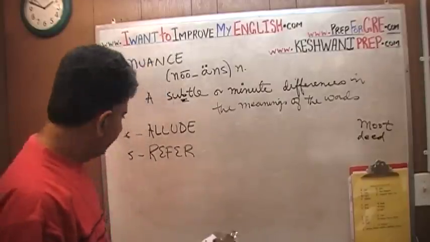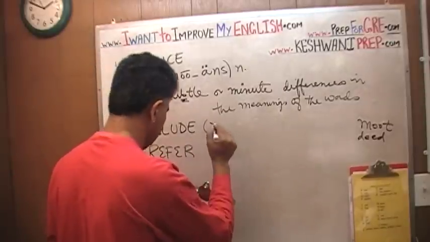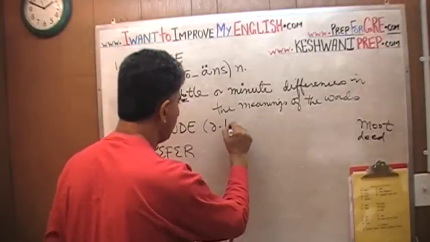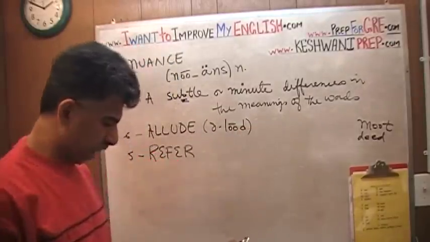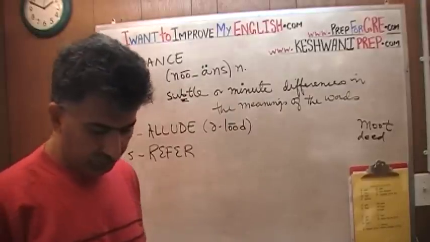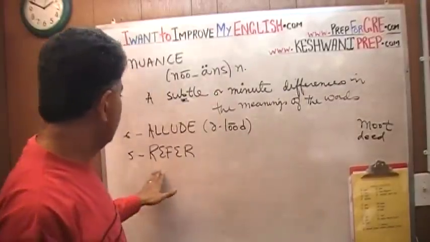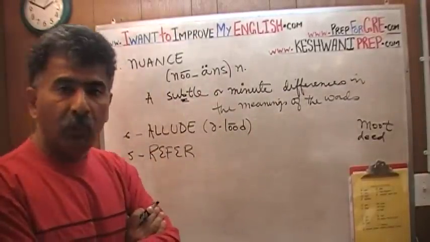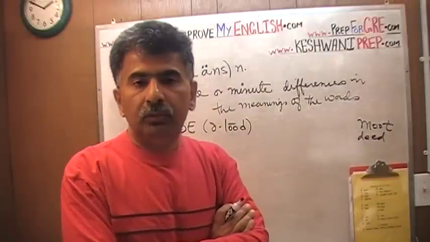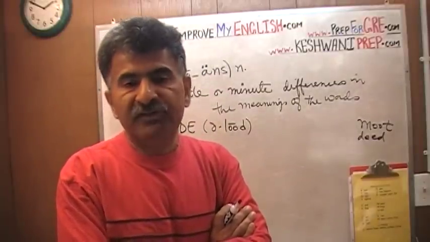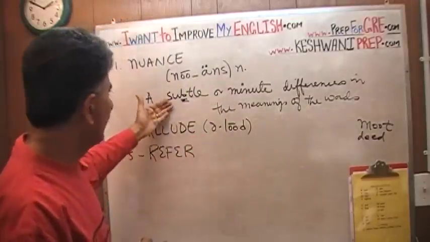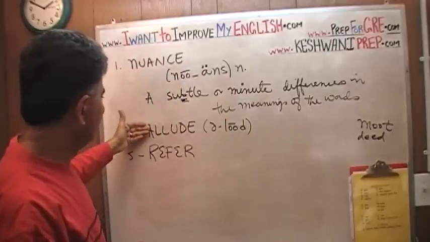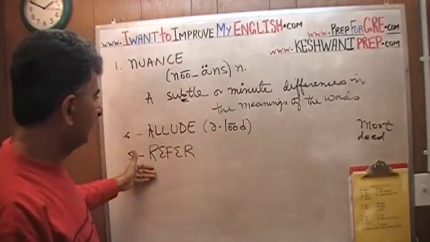So what's the difference? This word here is pronounced allude. And this is simply refer. Do you know the difference between allude and refer? They both mean to make a reference to something, to mention something. But what is the difference? What is the nuance of the word allude and refer?